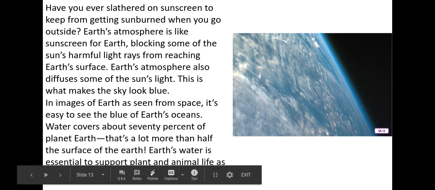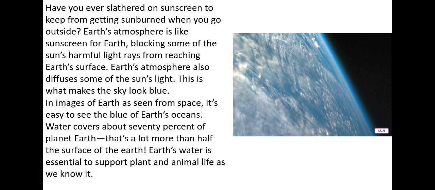Take a deep breath and hold it in. You have just breathed in some of the atmosphere. Now breathe out. Your breath has just added something to the atmosphere. Besides providing the air we breathe, the atmosphere also protects the Earth. So in this picture of the Earth from outer space, you can see kind of like a haze. This blue haze is the atmosphere that protects the Earth.